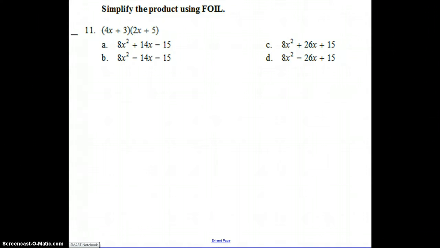As we continue with the review, we only have a couple problems left here. Now, this says simplify the product using FOIL. So FOIL is obviously something that you could use to solve this, but you could also use that shortcut method that we have been doing in class. So either one is okay with me, as long as I see your work. So I'm going to go through and do the shortcut method. You can feel free to use whichever method you would like.